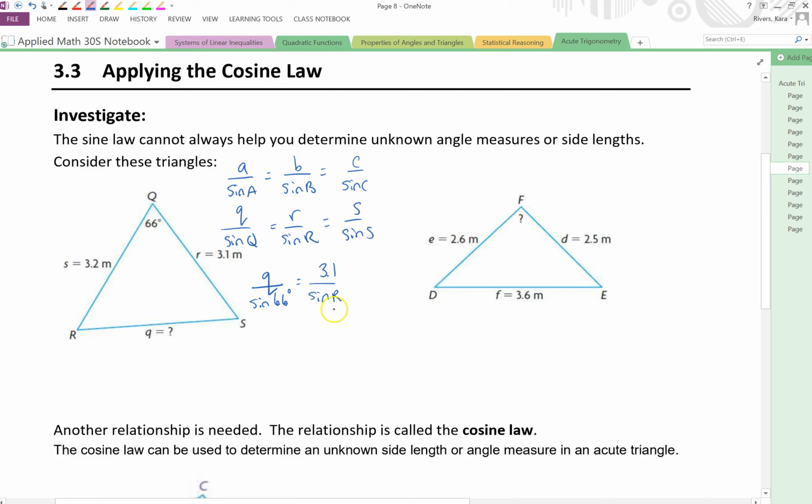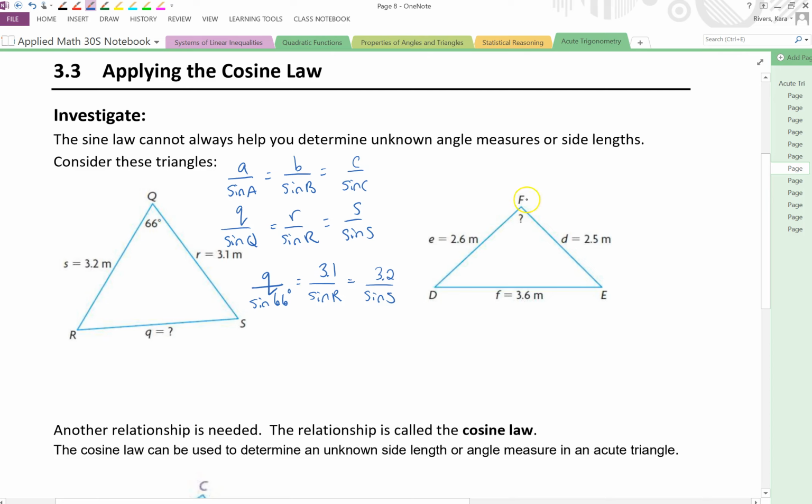So I already have two sets of relationships, but there are two unknowns. And if we take a look at s, there's another unknown, because I know that's 3.2, but I don't know angle S. So you can see there's no pair of ratios that we can set up to solve for an unknown piece. So the sine law isn't going to be useful there.